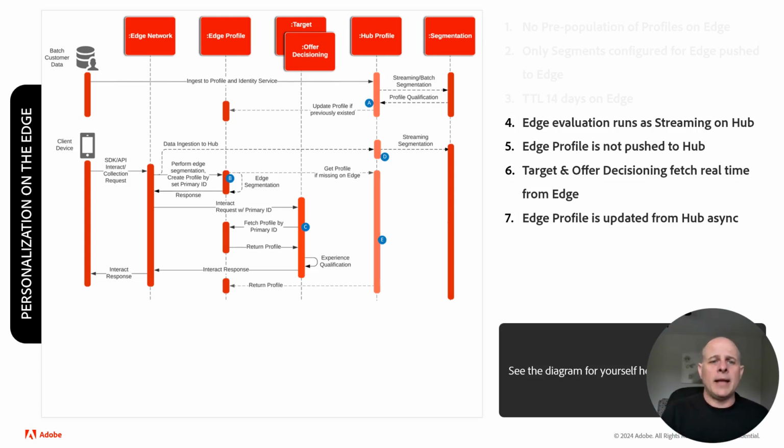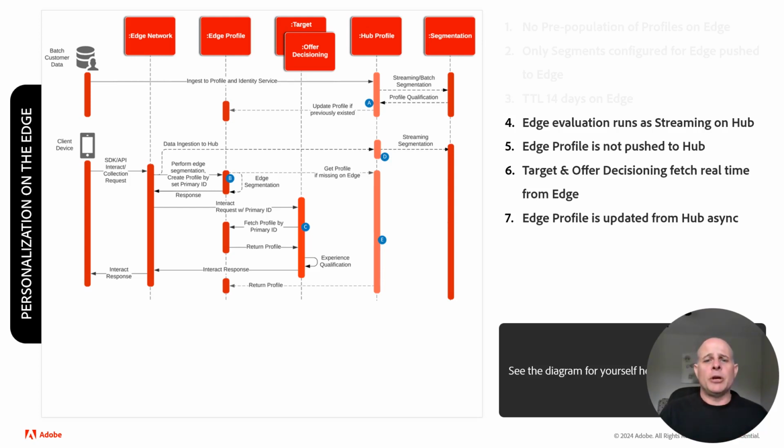Now, on the back end, if you see up above, we made a call here to say, get me this profile if it's missing on the edge. And what this is saying is that if I don't have the information on the edge because the time to live expired, or it's the first time I'm creating it, go get it from the hub. Eventually, it will return the profile to the hub, but that is an async call. It is not going to hold up the web page waiting for that profile to come back from the edge.